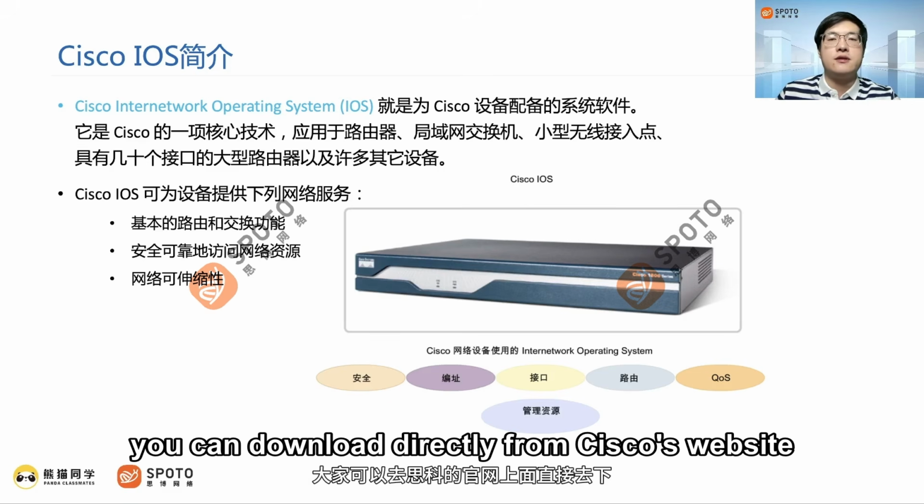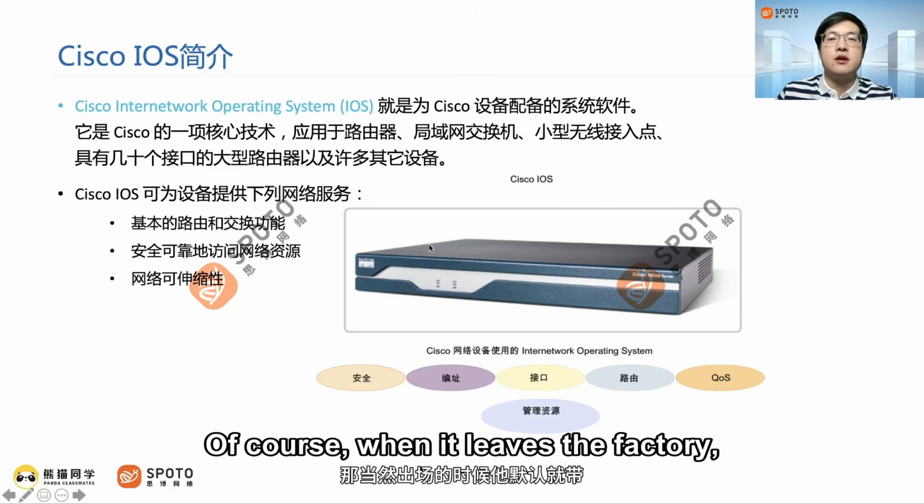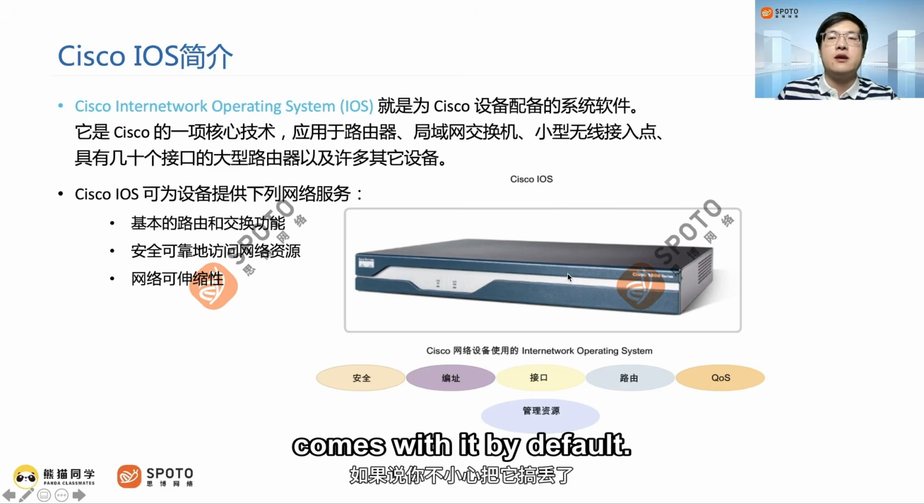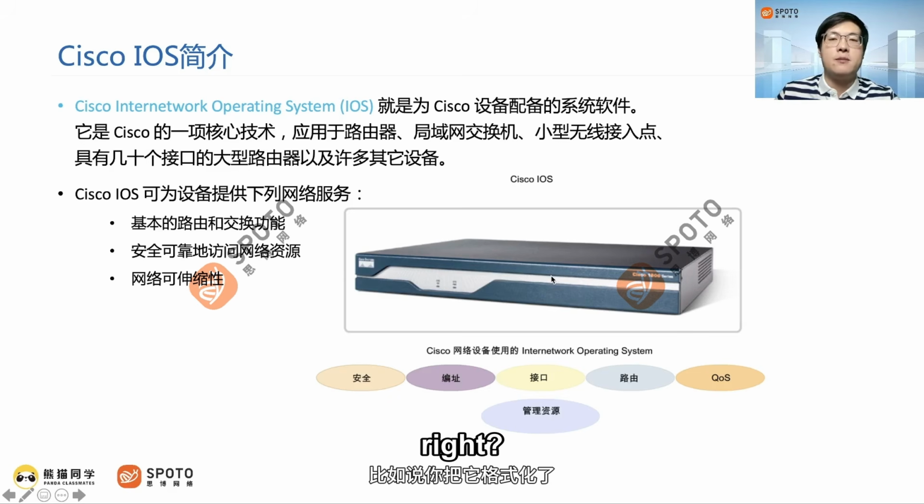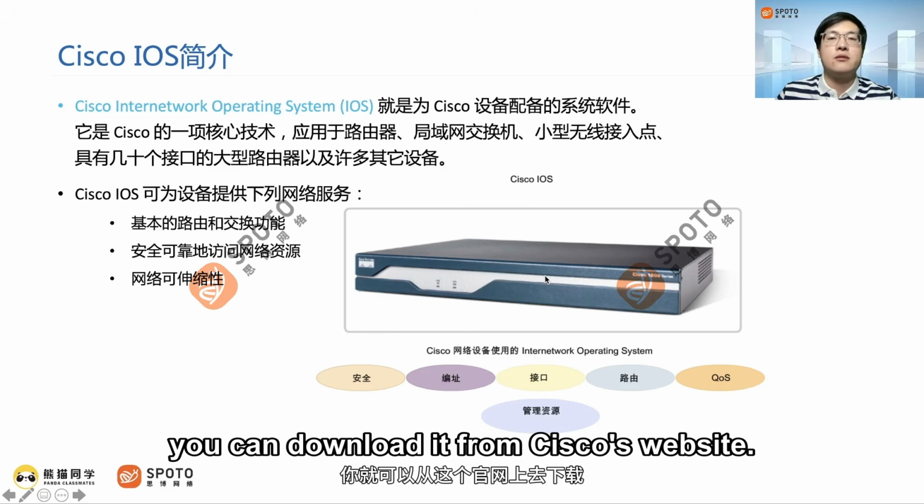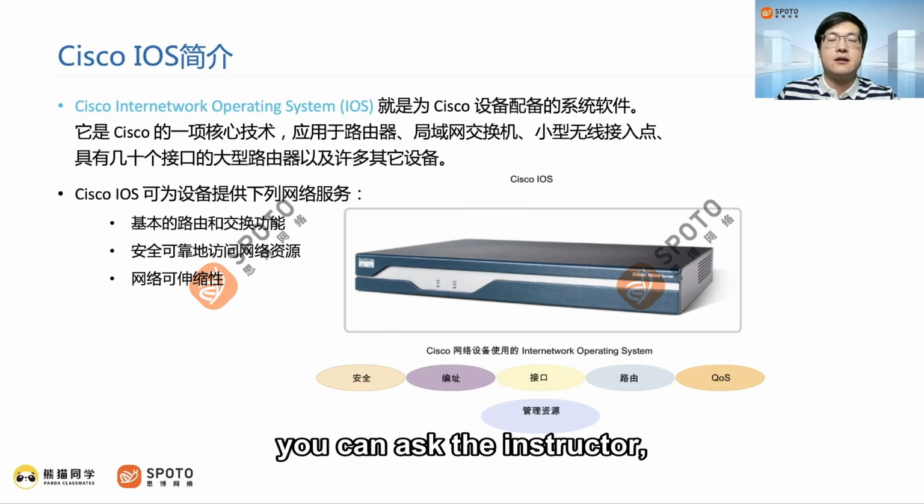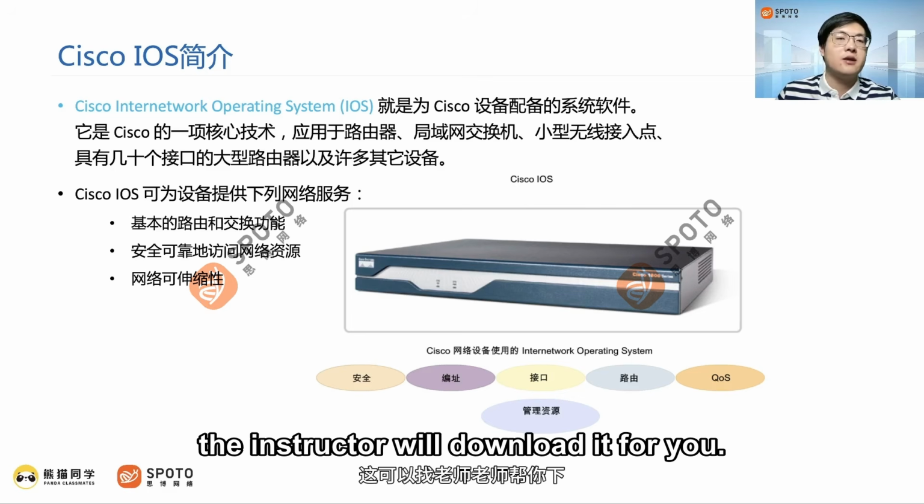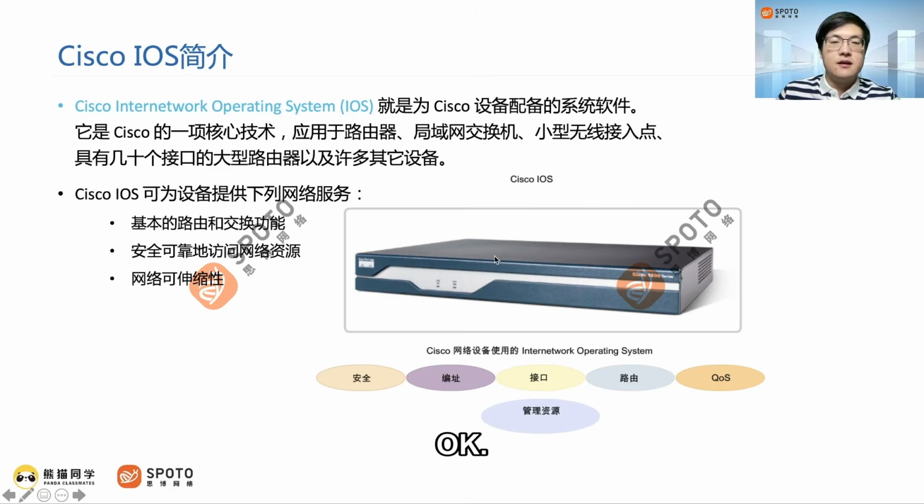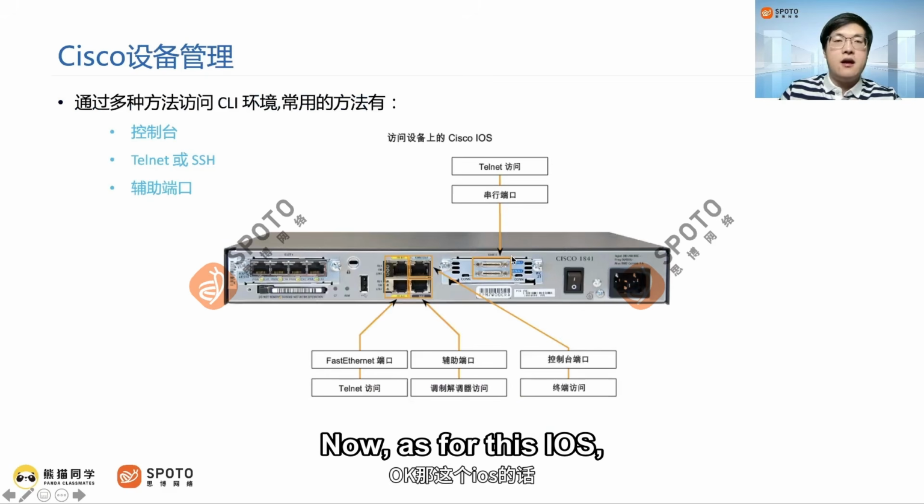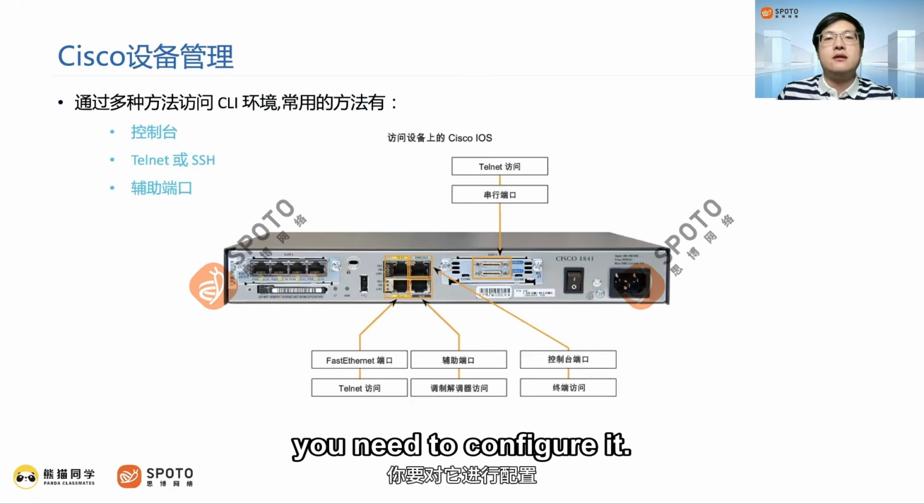This you can download directly from Cisco's website. Of course, it comes with the device, but if you accidentally format its flash, then you might lose it. After losing it, you can download it from Cisco's website. If you can't download, you can ask the instructor.